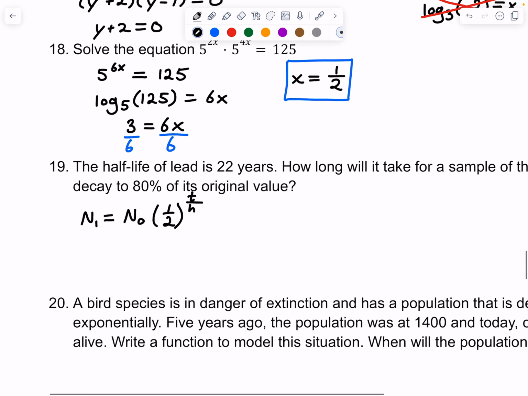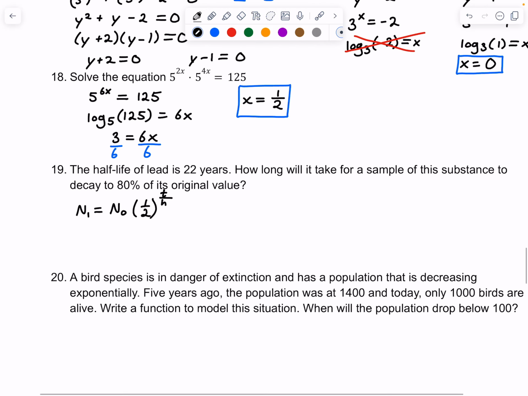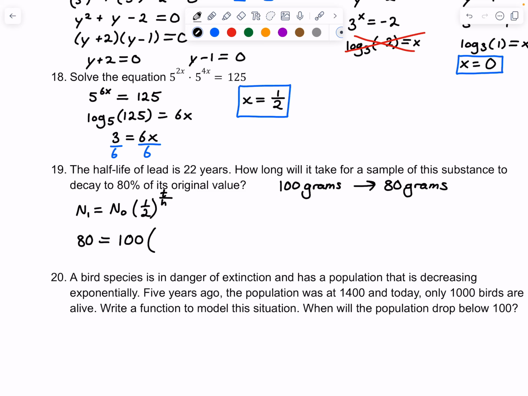There are many ways to do this one, but what I'm going to do is pick a starting amount. Let's say we start with 100 grams. 80% of that is going to be 80 grams. You didn't have to measure it in grams; you could have measured it in pounds or ounces or whatever. But I just like to pick numbers that are concrete to plug them in. If it's decayed to 80%, that means it's gone from 100 to 80. So 80 is our final amount, 100 is our initial amount, and then we've got 1/2 to the t, which is what we're looking for, over the half-life of 22.